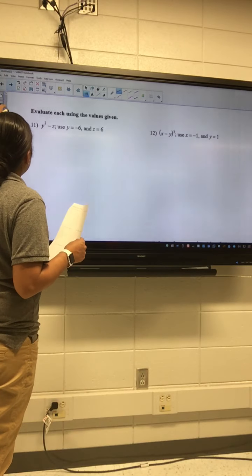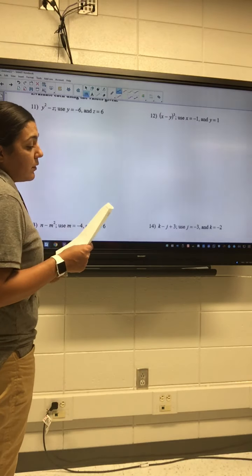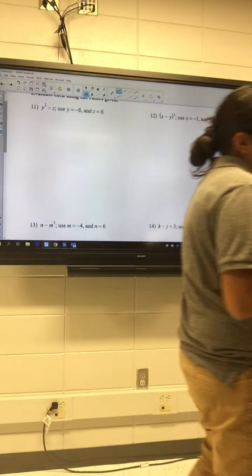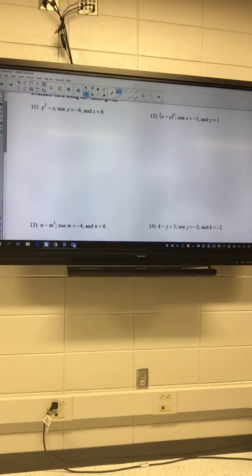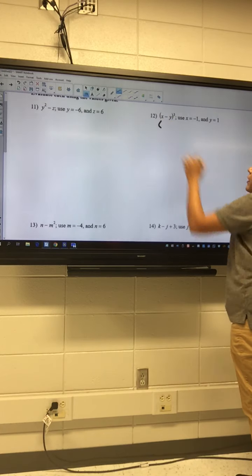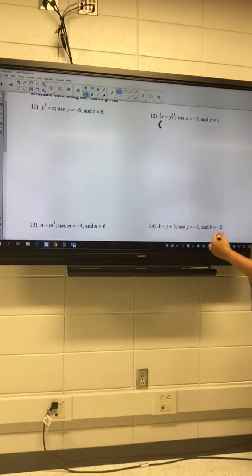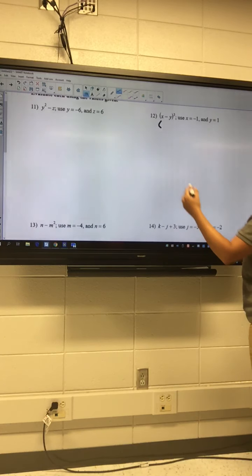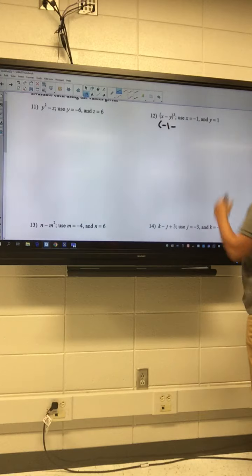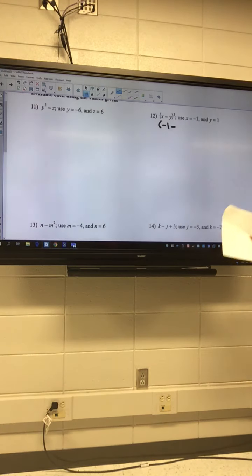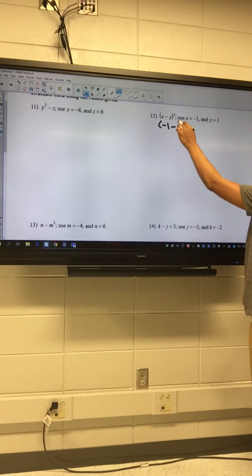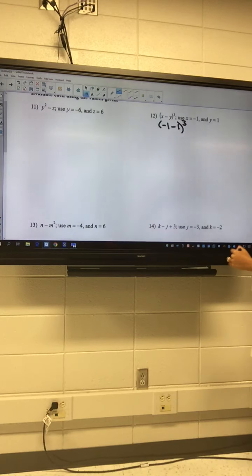Go to the next page. I'm going to do all the even ones. 12 says parentheses x minus y parenthesis cubed, and it says our x equals -1 and our y equals 1. We're going to just start writing stuff in. So we got a parenthesis. What's our x value? Our x is given, and it's -1 minus our y, and our y is 1. Close it, cubed.